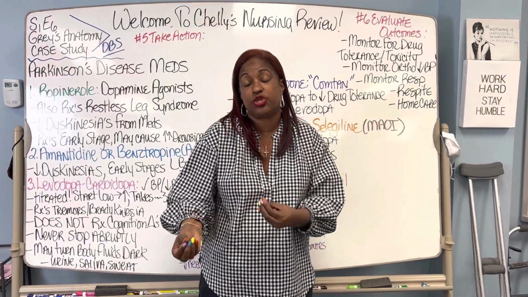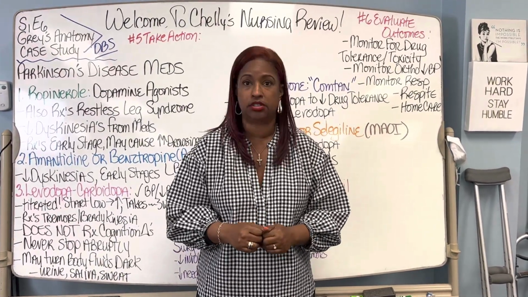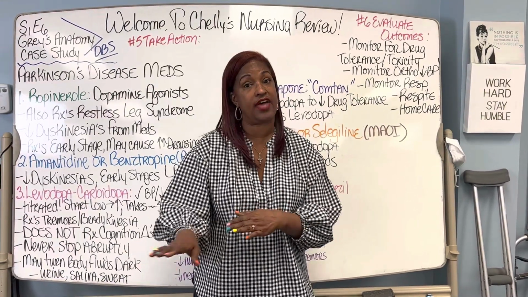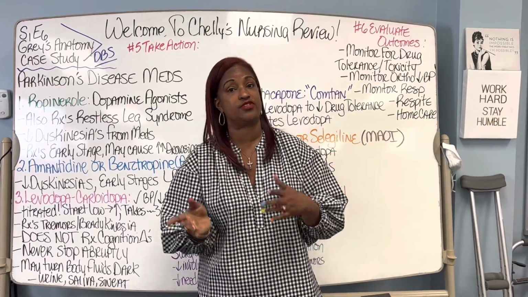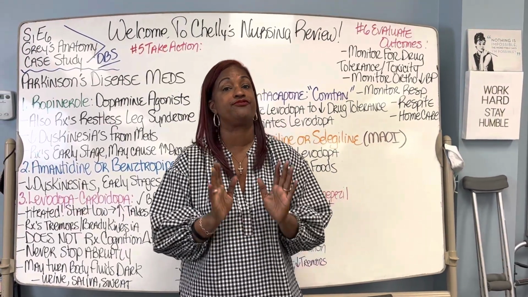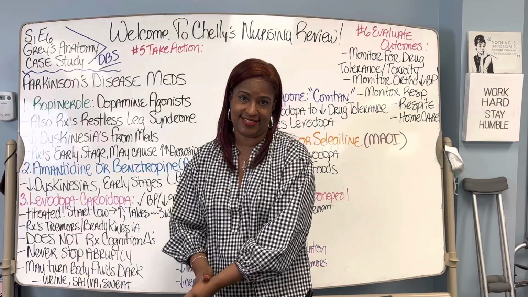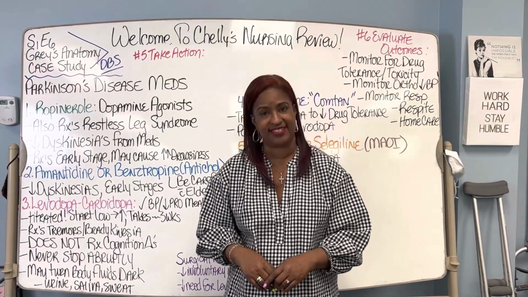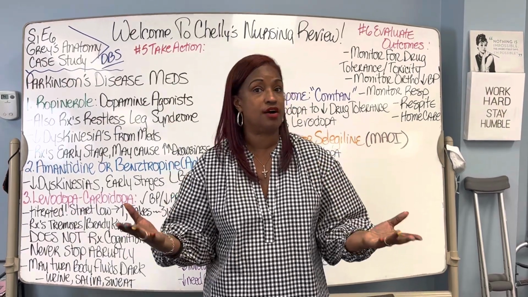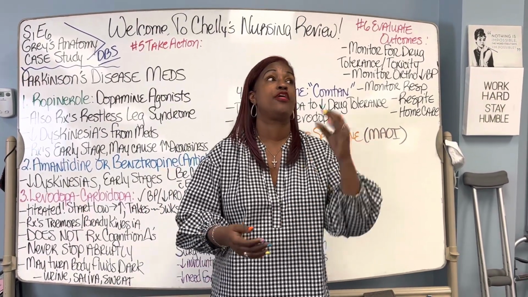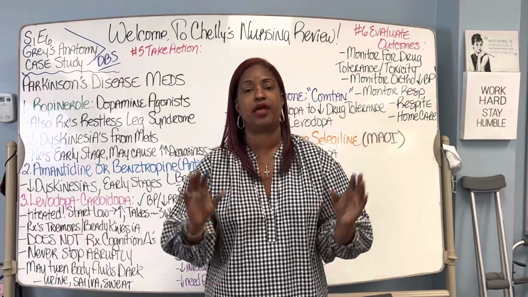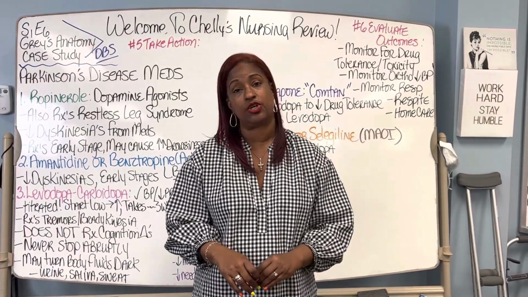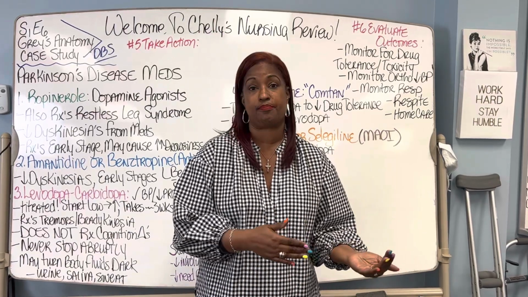So the first two parts of the clinical judgment model are recognize cues, analyze cues. We did all of that with signs and symptoms and risk factors and different things like that in the first video, part 1, Parkinson's. And then we moved on to part 2, Parkinson's. And in part 2 of Parkinson's, we talked about the third and the fourth step in the clinical judgment model. And the third step in the clinical judgment model is prioritize hypothesis.